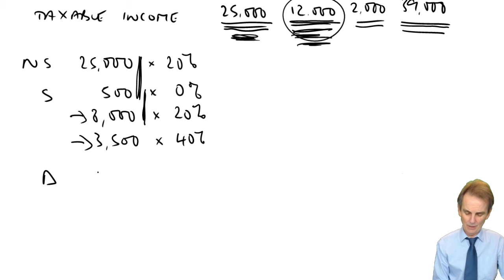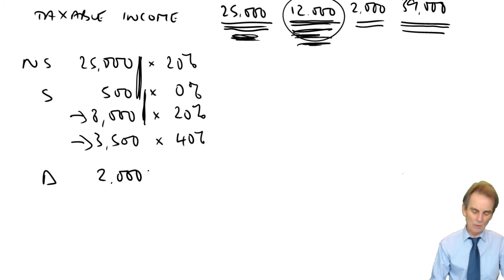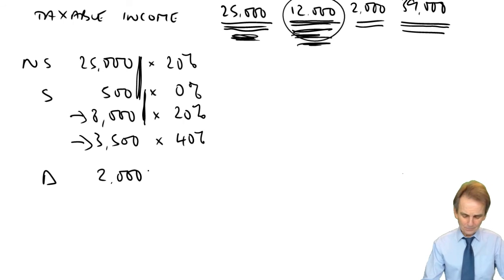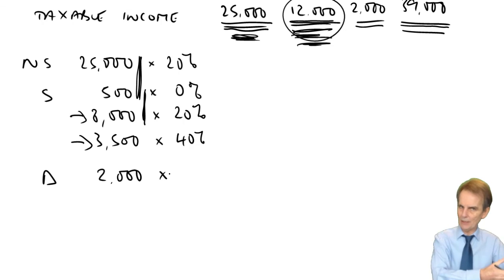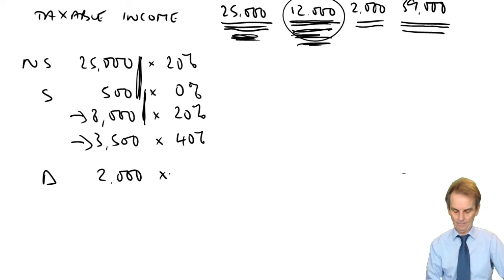Now we come to dividends. That is only £2,000, which of course is less than 5,000, the dividend income nil rate band. Again, there's a lot of nil rate bands I know floating around there, but make sure you identify what is savings income, what is dividend income. So all of that at 0%.